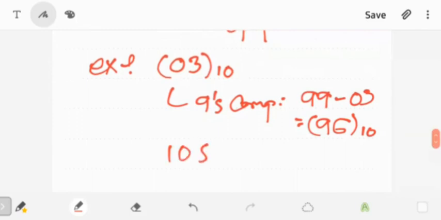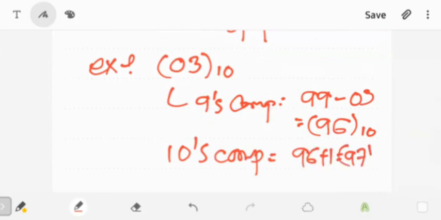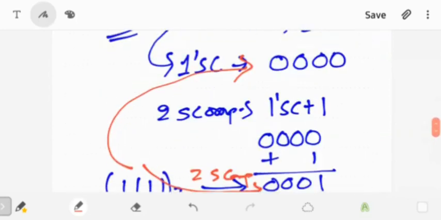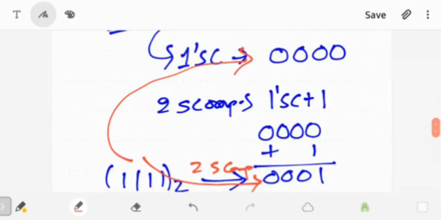So 10s complement, how to find? 10s complement is 9s complement plus 1. 97. Okay. So this is there in the decimal scenario. So we have learned in the binary scenario 1s complement and 2s complement. 1s complement means invert all the bits, and 2s complement means add 1 to the 1s complement.